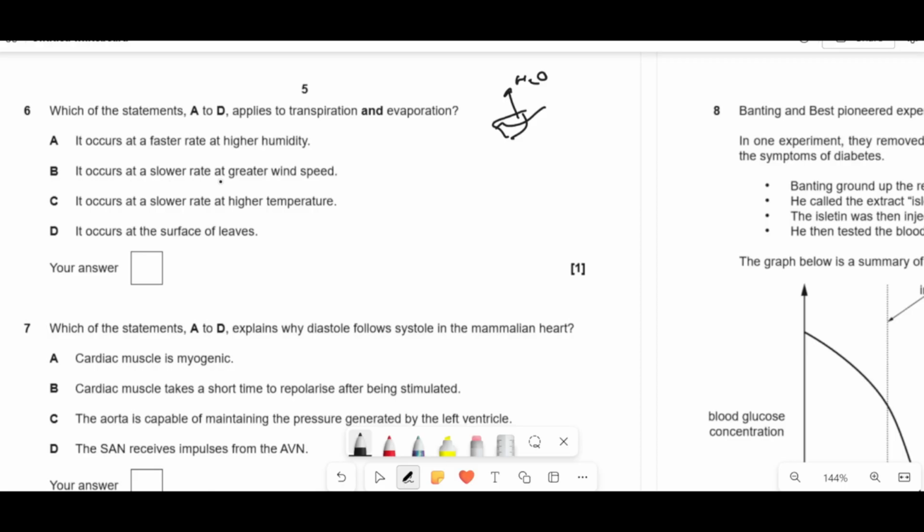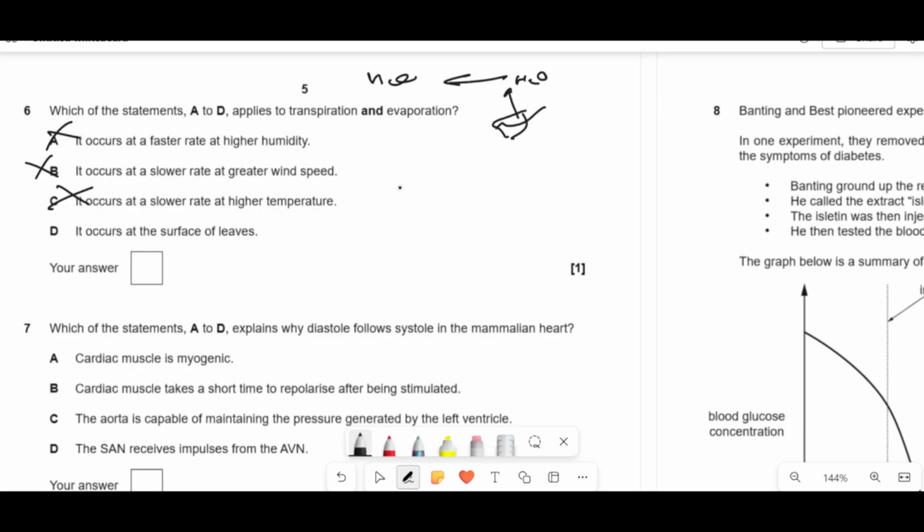It occurs at a slower rate at a greater wind speed. Transpiration is faster because you're moving the water away, right? The moment it's being pushed out, eventually diffusing out the stomata as a gas. So if you're doing that, the concentration gradient is steeper, so it'd be faster. So you're out. It's at a slower rate at higher temperatures. No, that's objectively not correct, because you've got more kinetic energy, meaning it's got more energy to move away, and so forth.